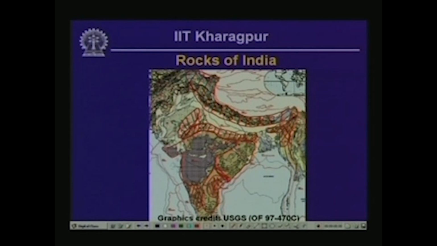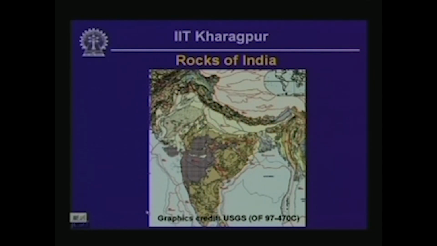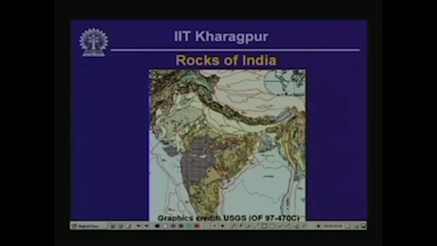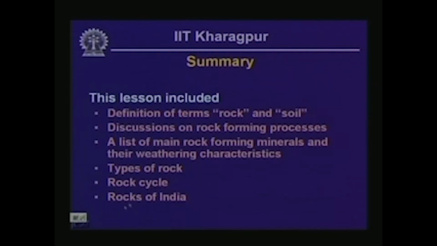schist and essentially conglomerate, essentially volcanic rocks and metamorphic rocks that generate out of volcanic rocks. So that in a nutshell gives you the inventory of different types of rocks found across our country.